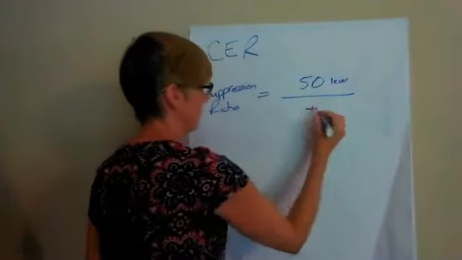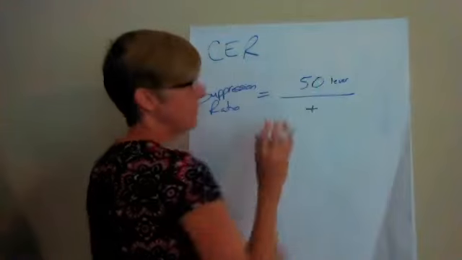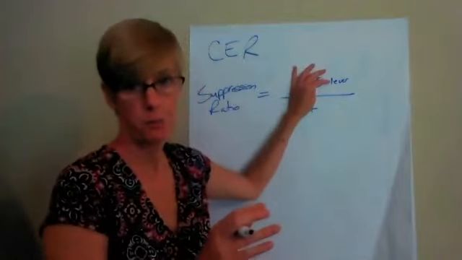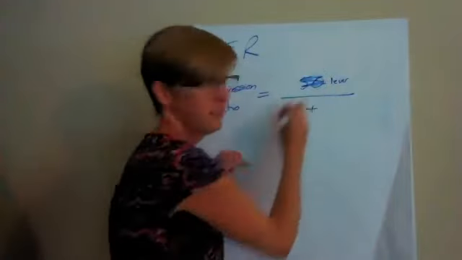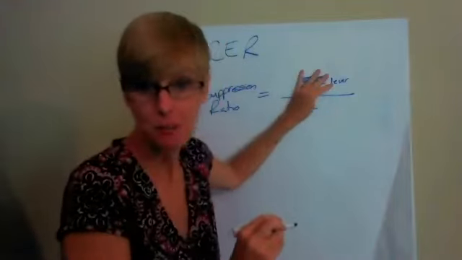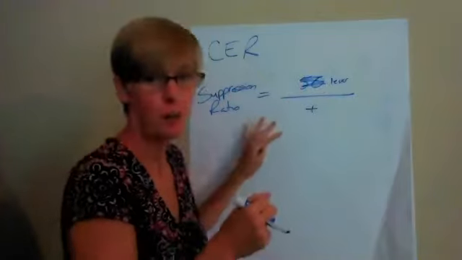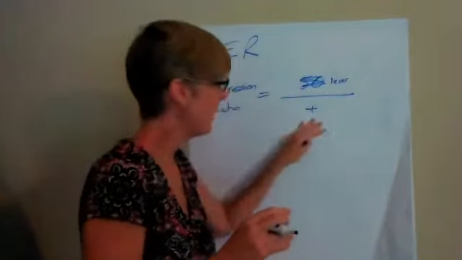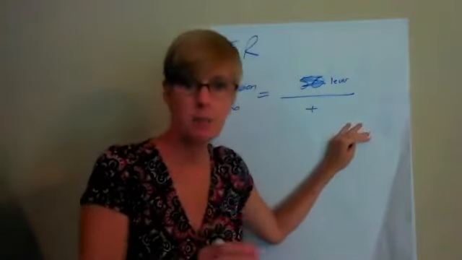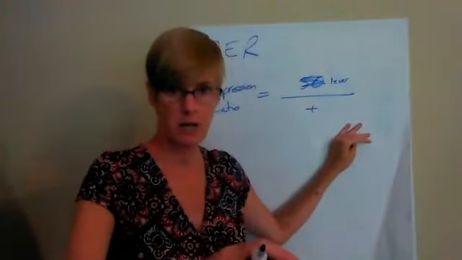Actually, I shouldn't have put that one first. We're going to have the number of presses during the tone, and then on the bottom, we're going to have that same number, the number during the tone, plus the number that he pressed as his baseline rate.